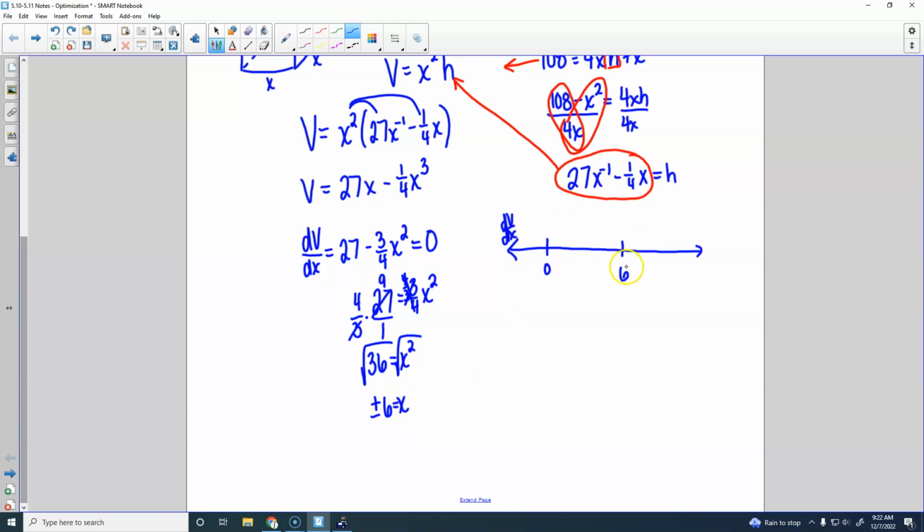So if you plug in a number like 2, 27 minus 3/4 times 2 squared would be 27 minus 3. You'd get a positive right here. But if you plug in a number bigger than 6, like 10, 27 minus 3/4 times 10 squared, 3/4 of 100 is bigger than 27, so we get a negative right there.